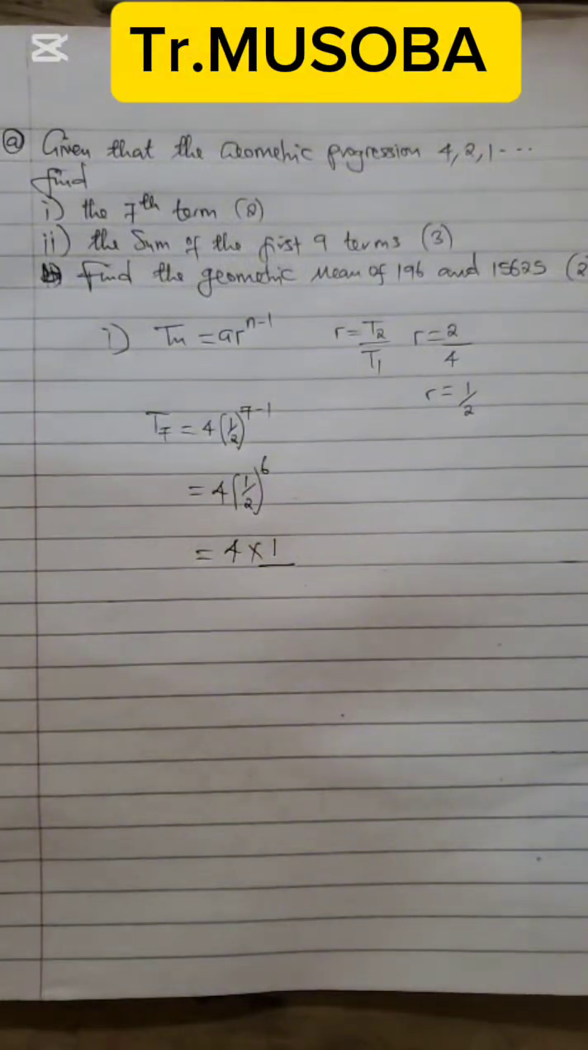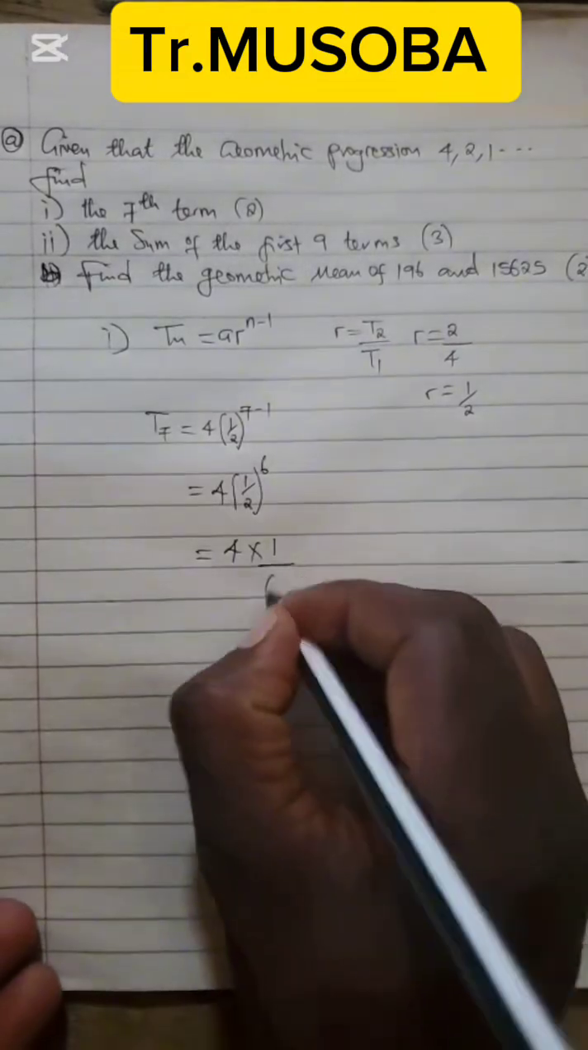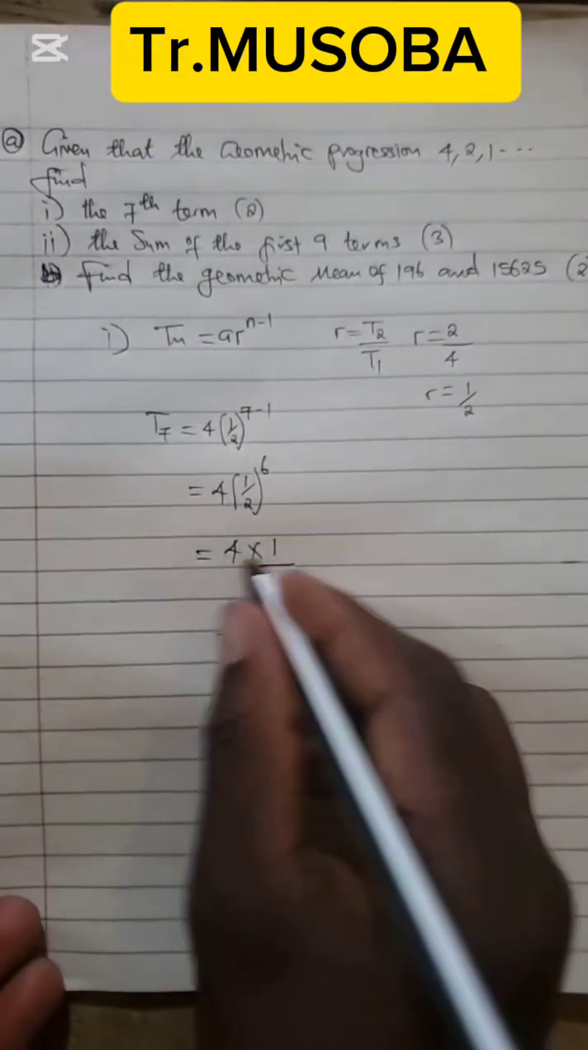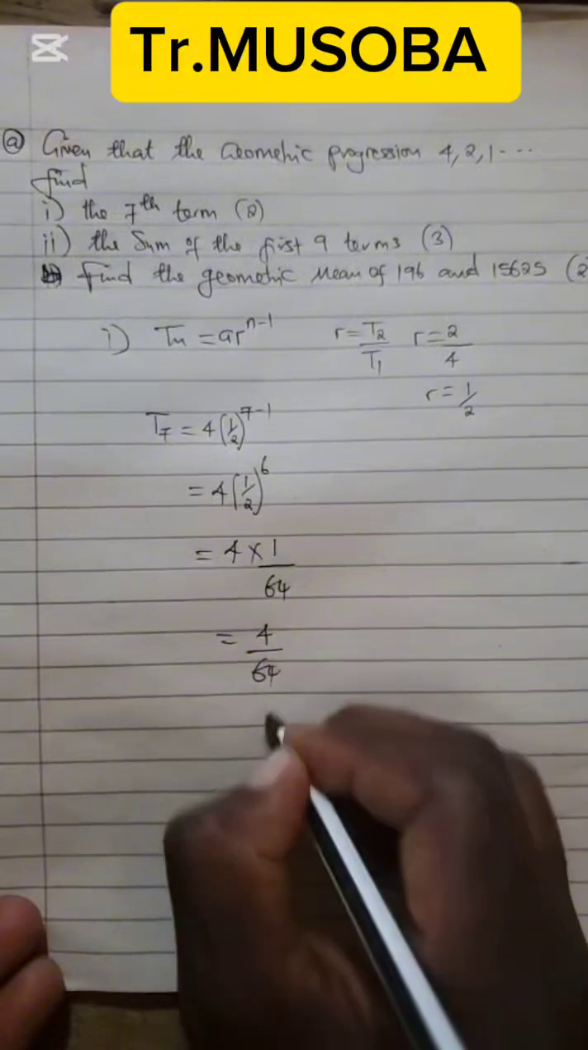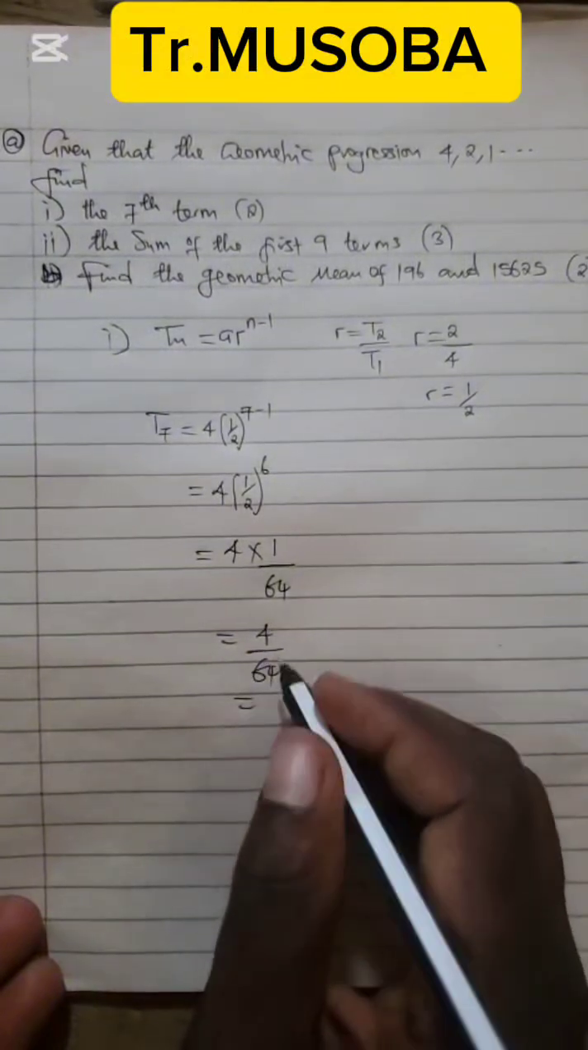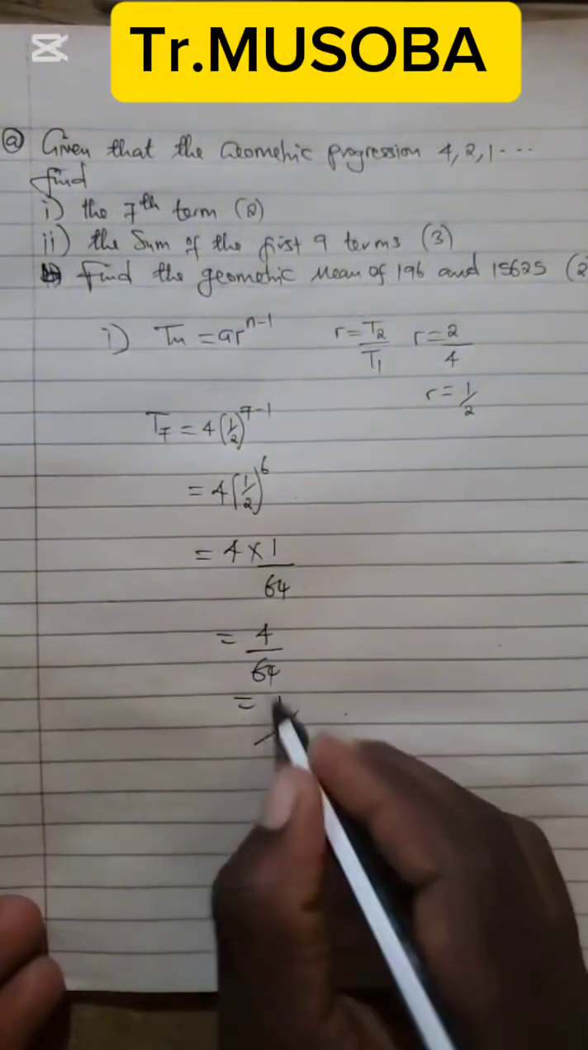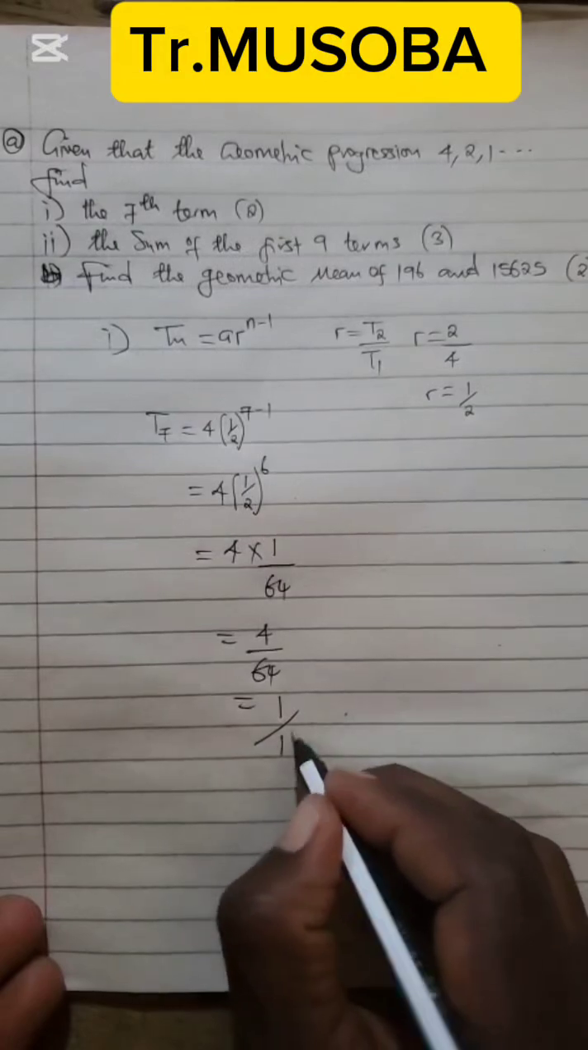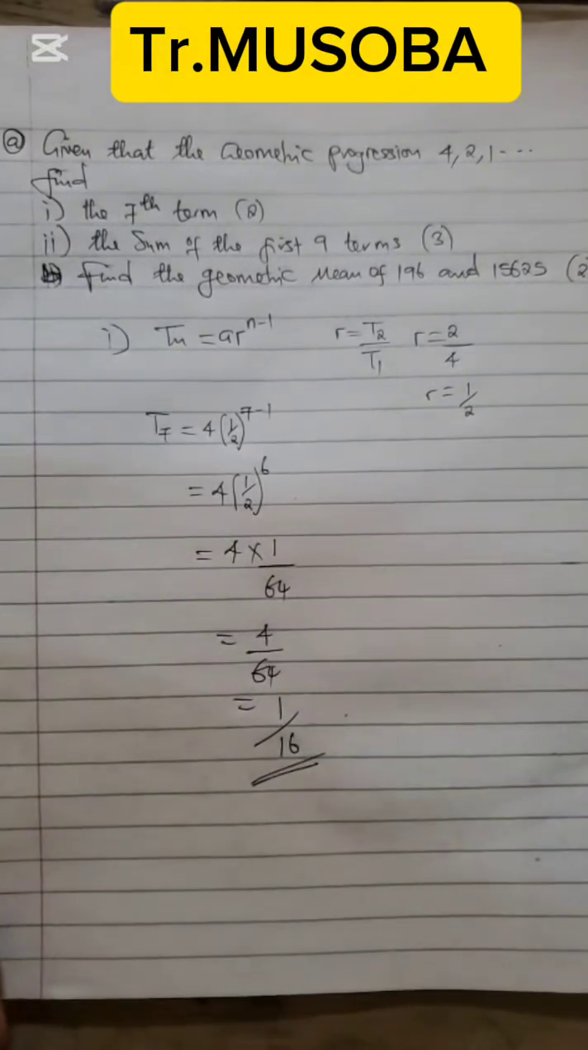You can use your calculator. It's not a forcing matter. 2 to the power 6, you get 64. So here you say 64. And 4 times 1, 4 over 64. Now you can reduce. 4 into 4 is 1, and 4 into 64, that is 16. So this is the answer.